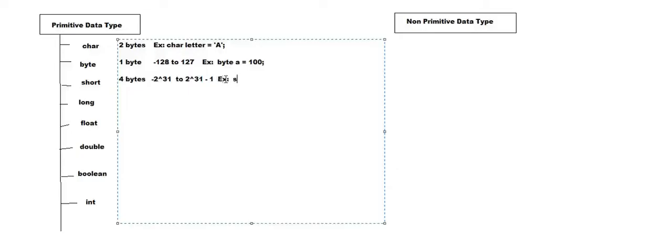Here is the example. Short s equals to, we can store greater values like 23,000 or 23 lakhs. We can store around 2 billion values, more than that also. So this is how we can store inside the short.